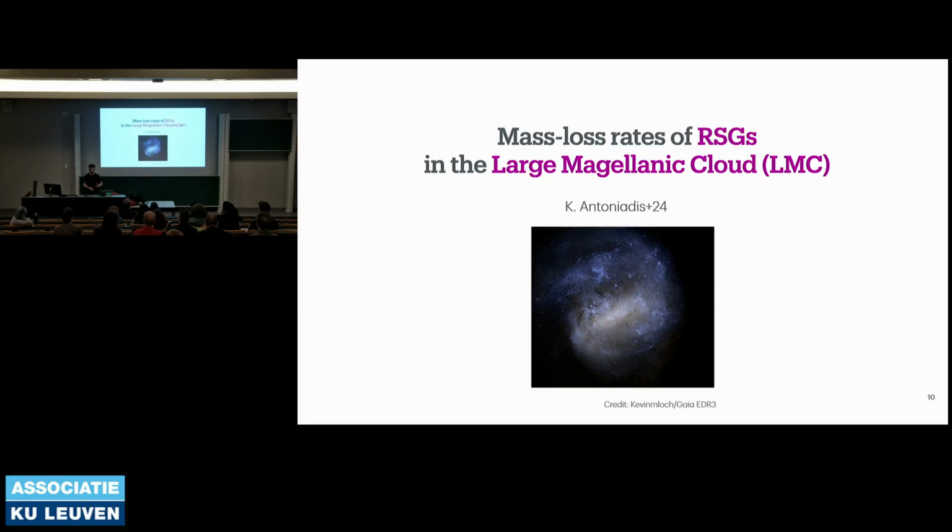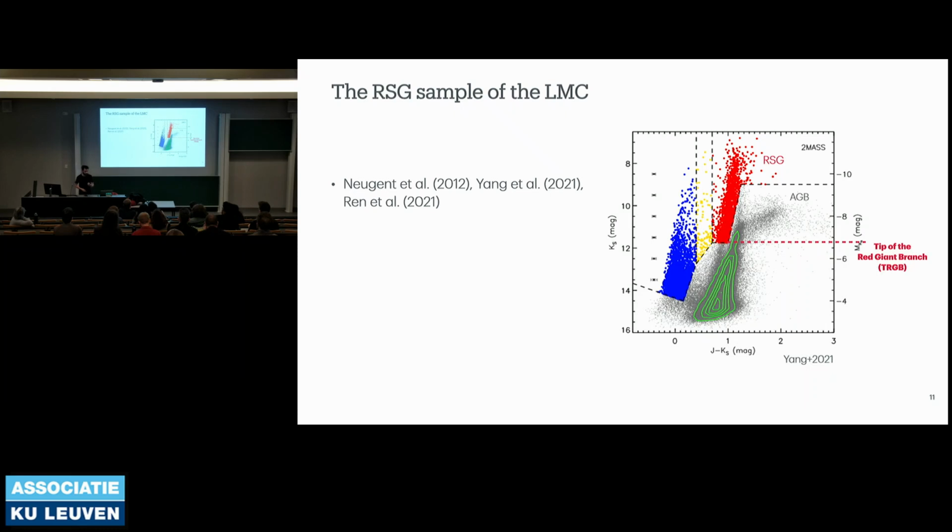So starting now with the mass loss rates in the Large Magellanic Cloud. This was a work that was published a year ago. The sample of red supergiants that we got was photometrically selected from the color magnitude diagrams. As you can see here with red, we know that red supergiants occupy a distinct population. So we got catalogs from the literature, and combining them, we ended up with around 2,000 red supergiant candidates, after also applying some photometric criteria.